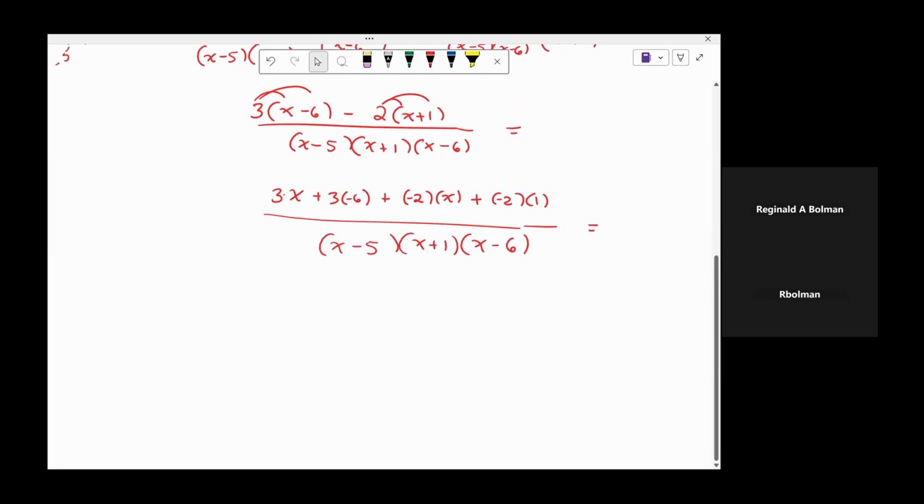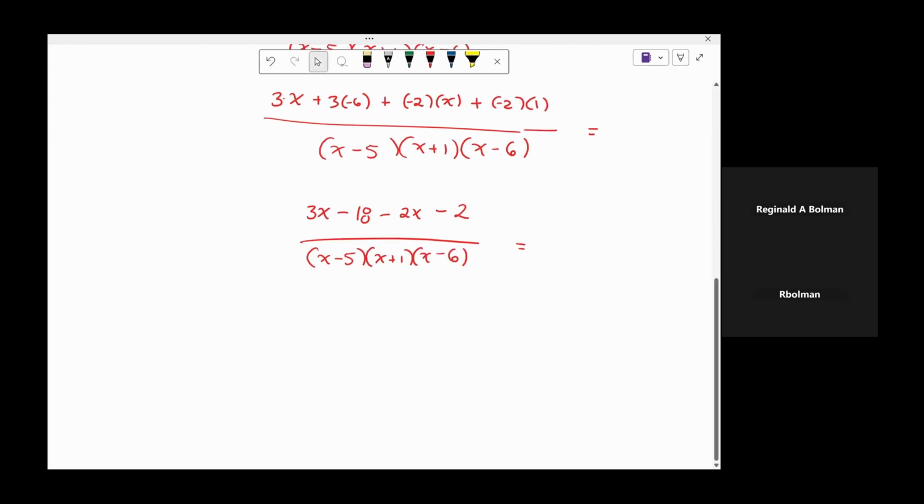Take a deep breath. You're going to do 3 times x, or 3x. Positive and a negative is a negative. 3 times 6 gives you 18. Positive and negative is a negative. 2 times x is 2x. Positive and negative is a negative. 2 times 1 is 2. So we'll have all of that over x minus 5 times x plus 1 times x minus 6. Voila. Okay, so now we can go ahead and do some rearrangement on the terms that were given.